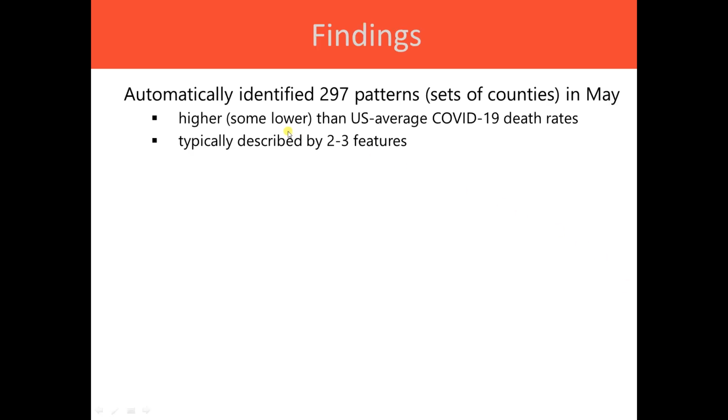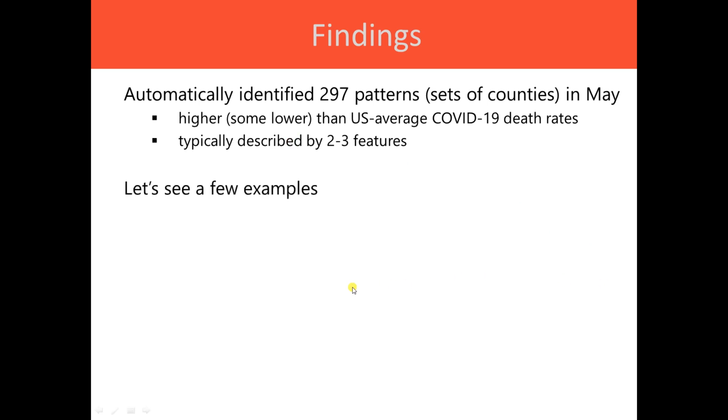So findings: we found about 300 patterns, which are sets of counties in May. We did this first at the beginning of May, and found most of them were higher than the US average COVID-19 death rates. That's what our target was. Usually these patterns were described by 2 to 3 features. 297 patterns we found, and they still apply now, even in July or August.